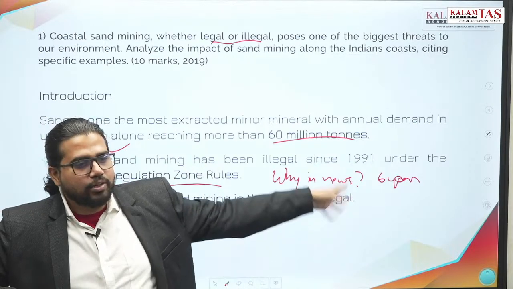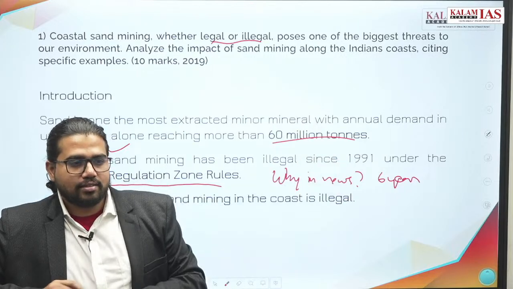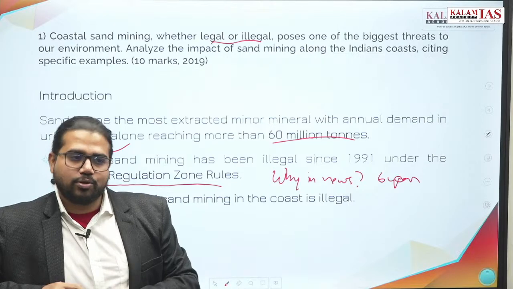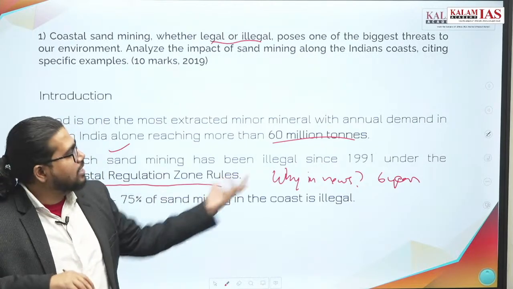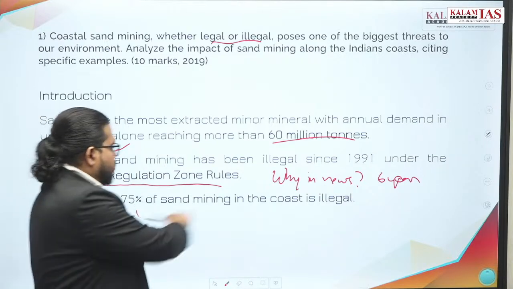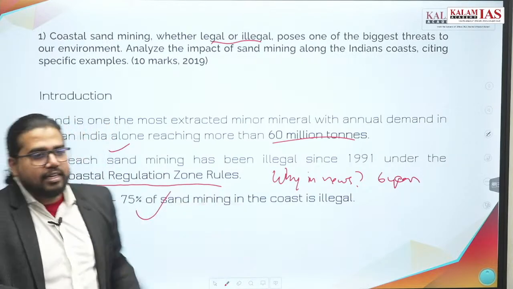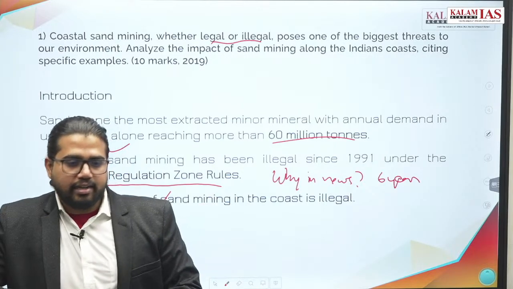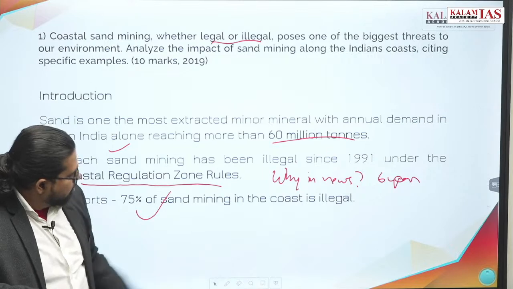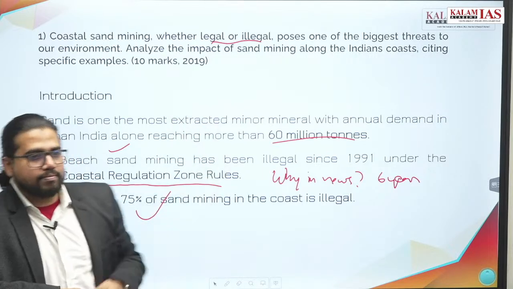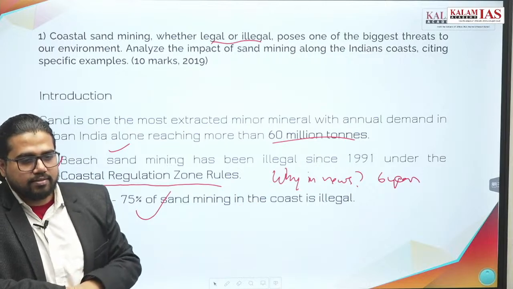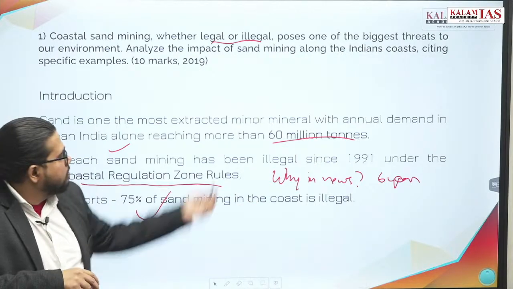Beyond that, coastal mining is always in the news. Why? There has been degradation on the Kerala coast and the Tamil Nadu coast. Almost all coastal states have certain issues with coastal mining. Now 75% of the sand mining happening in India is considered to be illegal. 75 is quite a big number. So something like that you can include, the biggest threat dimensions, also as part of this introduction. Move ahead.